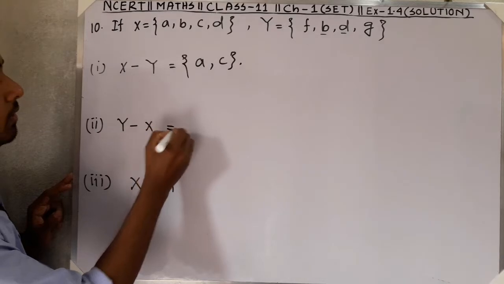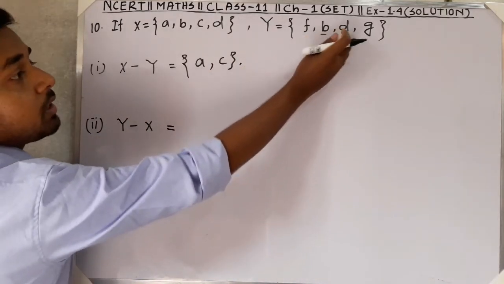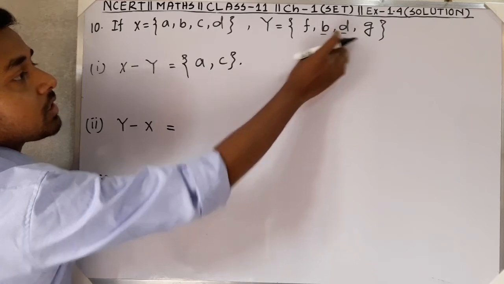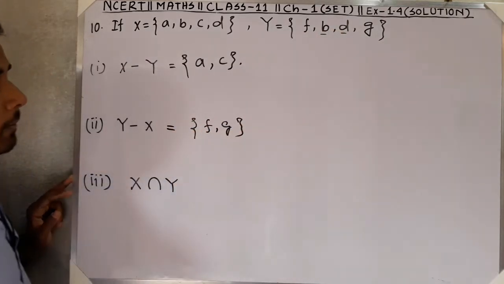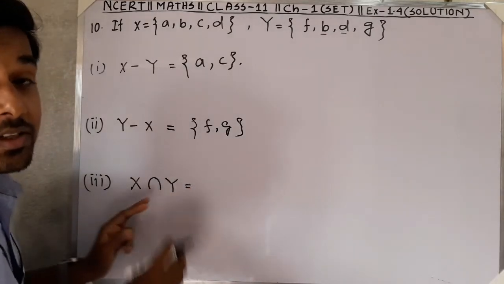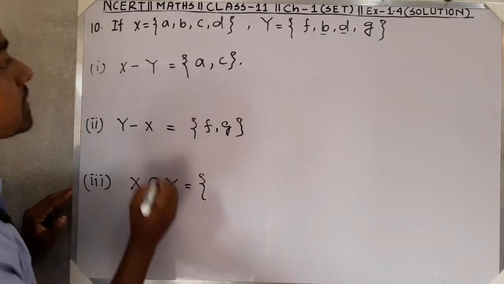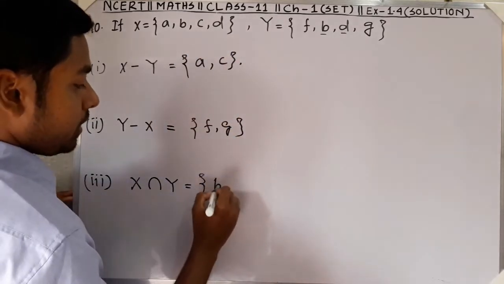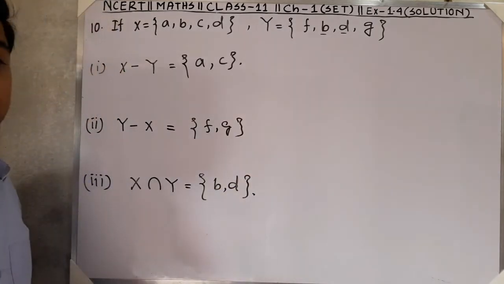Y minus X, all the elements of Y but except common. What are these common elements? These are the common. So F and G. Now X intersection Y. Intersection means common elements only. So what are the common elements between X and Y? B and D only. Correct? Pause the video to note it down.